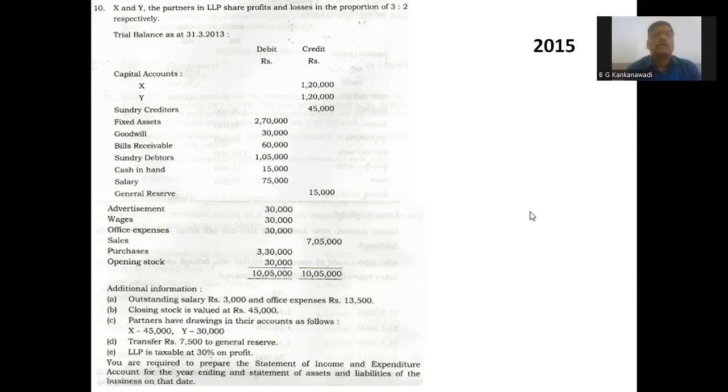They ask you, their trial balance is like this. Capital X 1,20,000, Y 1,20,000. This is called as opening capital. Go to balance sheet statement under the head Partners Fund.